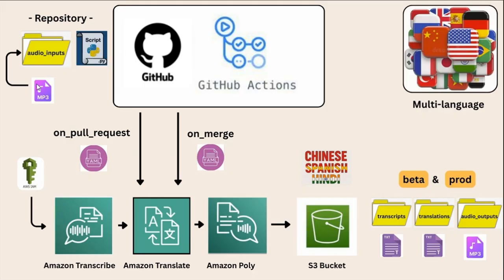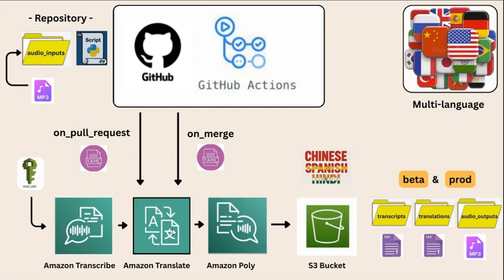It's going to pull the audio file from this folder to our Amazon Transcribe, which is going to transcribe that audio into a text file. That text file will be brought over to our Translate. That text file, which will be in English, will be translated into another language. The languages we'll be looking at are Chinese Mandarin, Spanish, and Hindi.